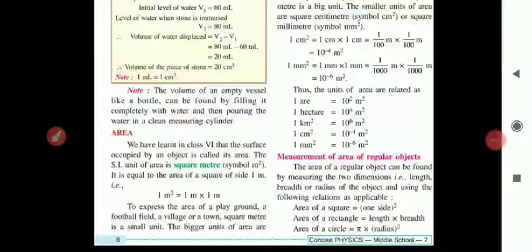Good morning, students. In the last video, we discussed volume: what are the different vessels for volume and how we measure the volume of different bodies, whether it is a regular object or an irregular body. Now the next topic is area.